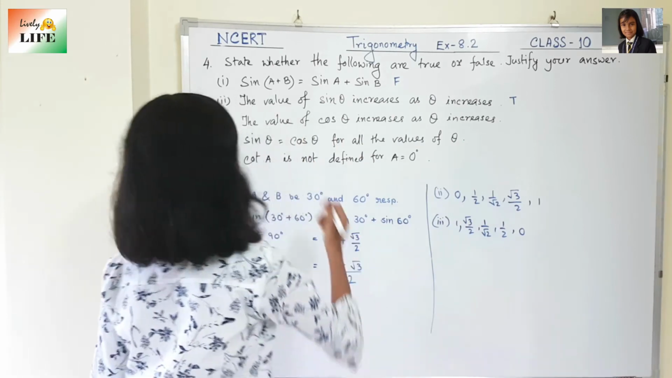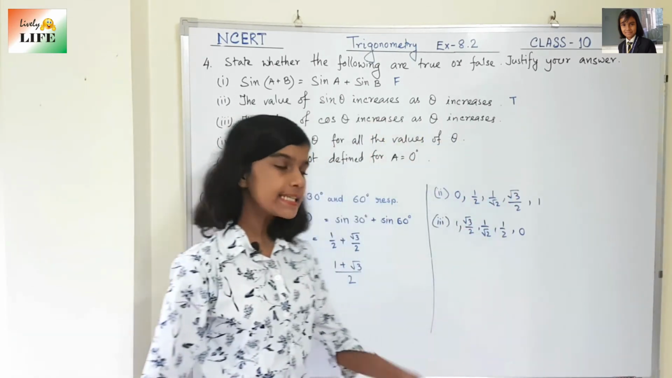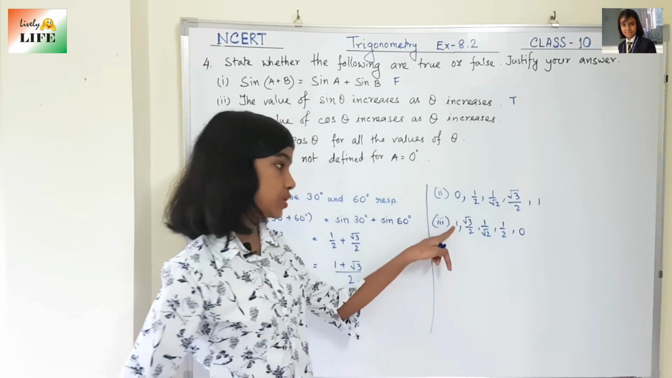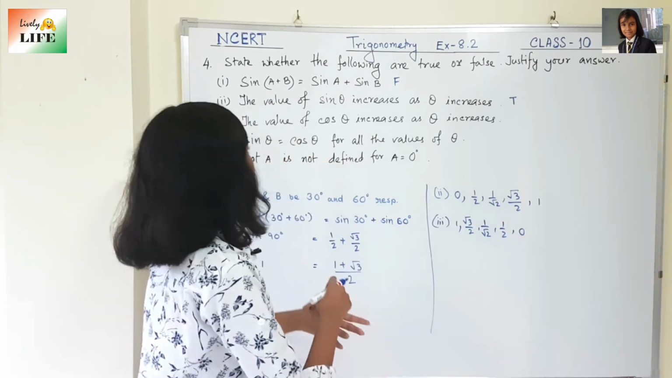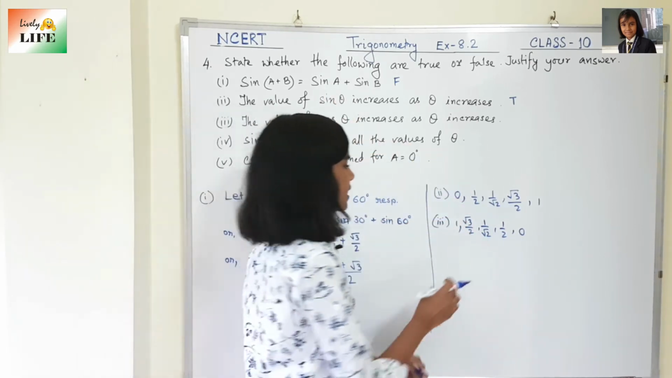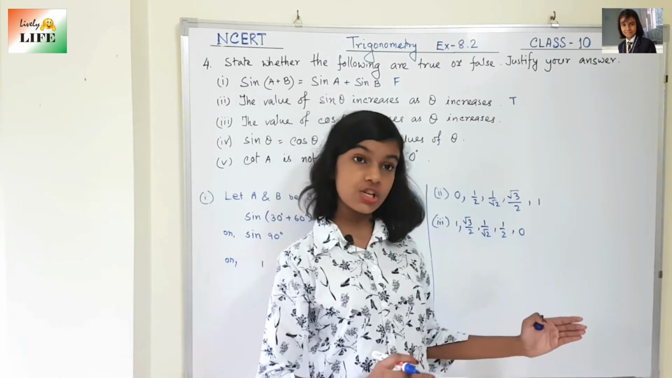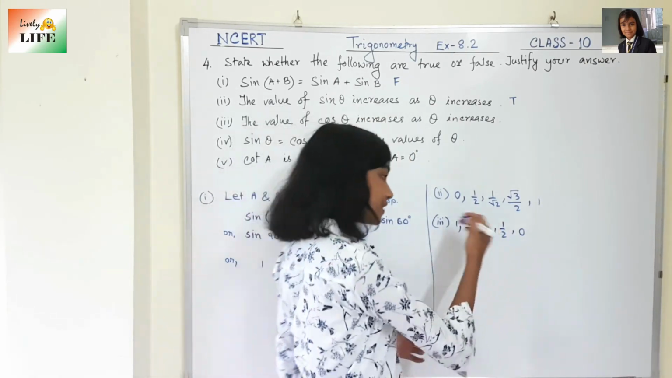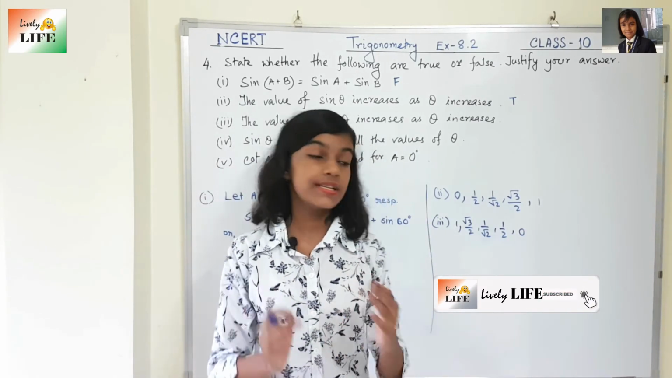Now what is written over here? The value of cos theta increases as the theta increases. The theta is increasing over here. You can see this is 0 degree, 30 degree, 45 degree, 60 degree and 90 degree. And the value of cos theta increases. Is the value of cos theta increasing? Means is this in ascending order? If you calculate the values, then you will see that it is not in ascending order, it is in descending order.